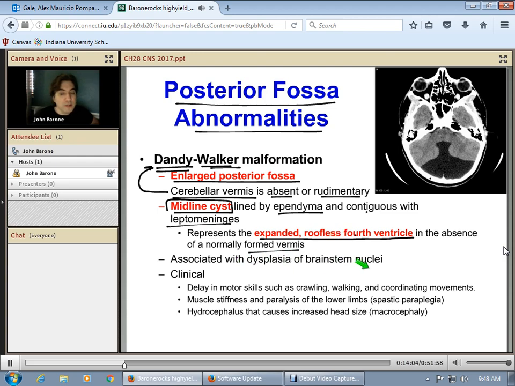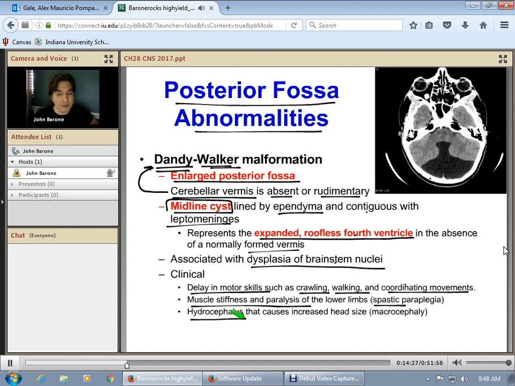Now, unfortunately, this is also associated with dysplasias in the brainstem. That's not good. So now I'm having trouble walking, but I'm going to have brainstem problems. That does a lot of stuff. So delay in motor problems, such as crawling and walking and coordination. Yes, cerebellum, very important for coordination. You're also going to get muscle stiffness and paralysis. You get a lot of spastic paraplegia.